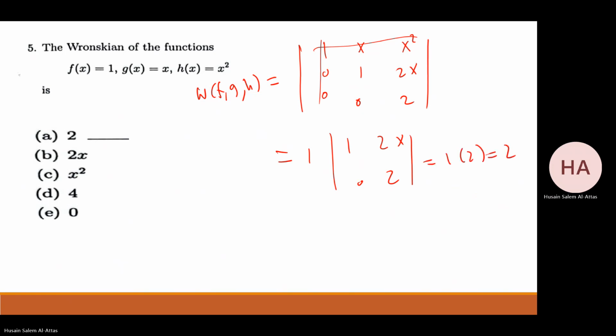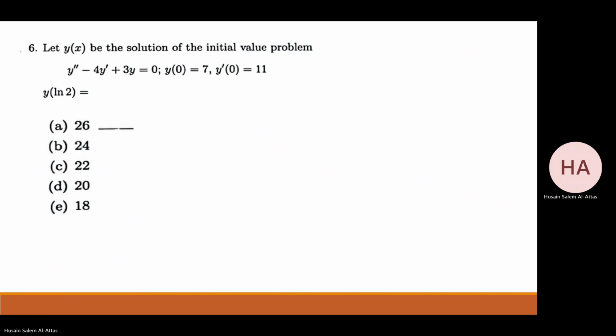That will be true. It will be a solution of this initial value problem. Find y at limit 2. Okay, let me do the calculation. First, I need to solve this equation. I have the auxiliary equation r squared minus 4r plus 3 equals r minus 3, r minus 1 equals 0. So I have r equals 1 and 3.